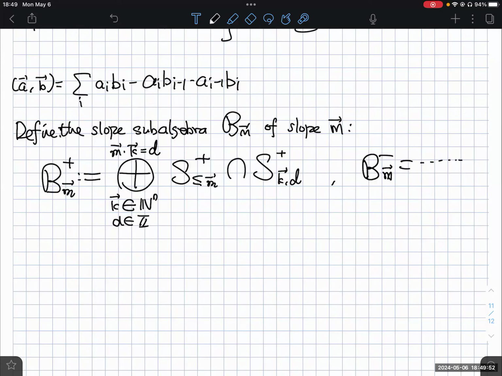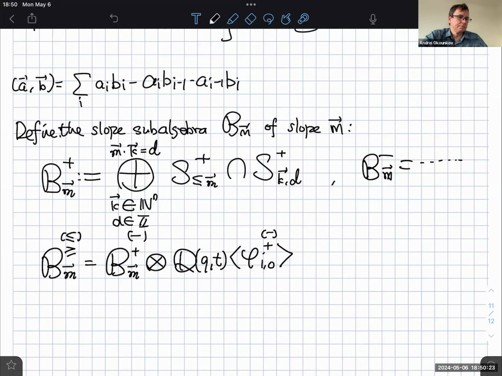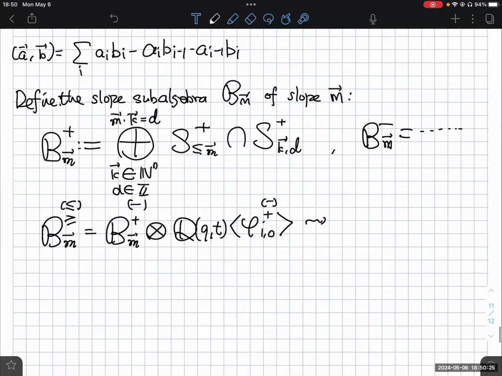We can use the same definition. And similarly, we can define the non-negative ones as the tensor product of the positive ones with the f, sorry, of 5, 0. And similarly for the non-negative ones, it should be like minus with minus. And in this way, we use the Drinfeld double to define the whole slope subalgebra.